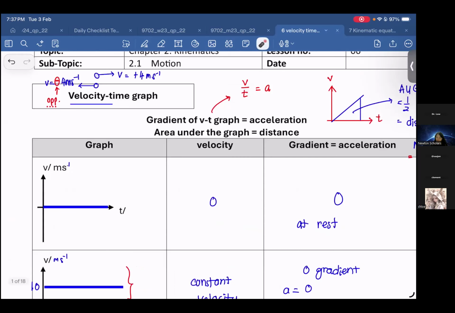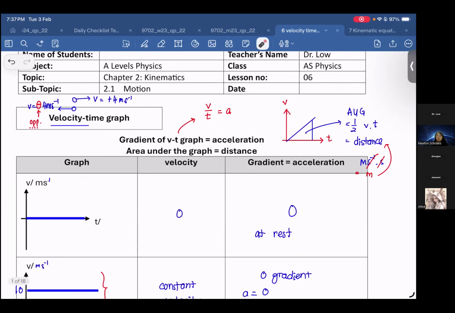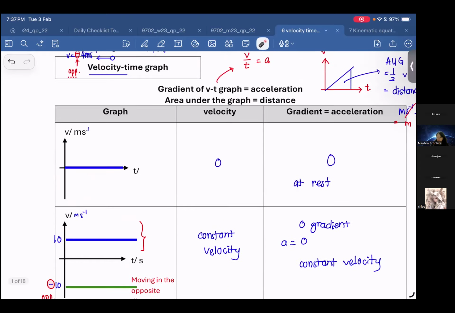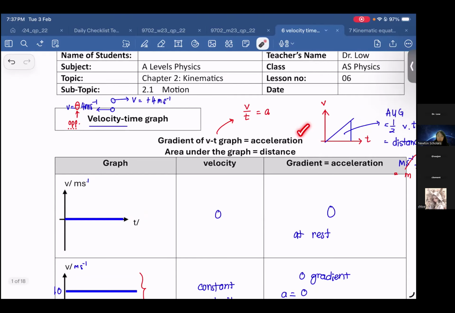So for the velocity time graph, what information can we get from this graph? Actually two. One is the gradient. Gradient is y2 minus y1 divided by x2 minus x1. Am I right? So here, that means change in v divided by t, y divided by x. So v divided by t, velocity divided by time, what can we get? We can get acceleration. So the gradient of a velocity time graph gives acceleration.